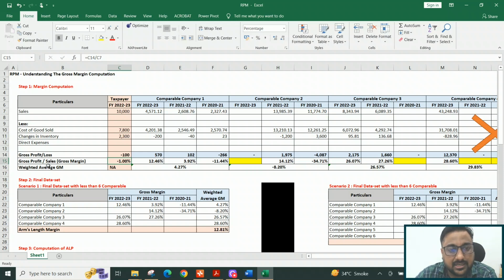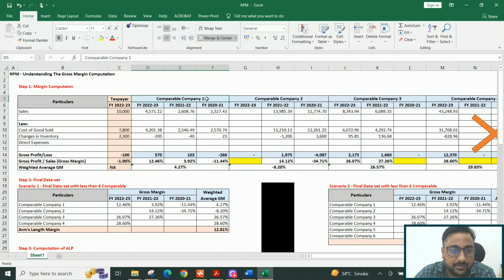Now we see the comparable scenario, what is happening here. Under comparable company 1, we have all 3 years of data, that is the current year, which is FY 22-23, then 21-22 and 20-21. This data will be available from the audited financial statements which the company must have filed with the MCA authorities, the Ministry of Corporate Affairs. They must have uploaded that, and from that we would have captured this data.